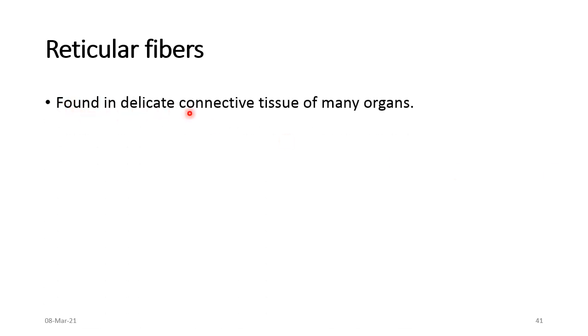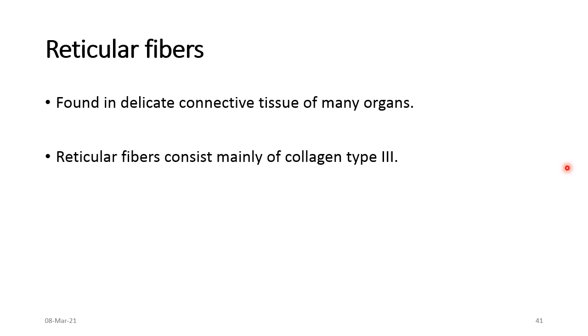Okay, we finished collagen. Let's see the second type of fibers in the connective tissue, which is the reticular fibers. It's found in delicate connective tissue of many organs, and the reticular fibers consist mainly of collagen type 3. But they are thinner than other types of collagen fibers, so they consist mainly of collagen type 3, the reticular fibers.